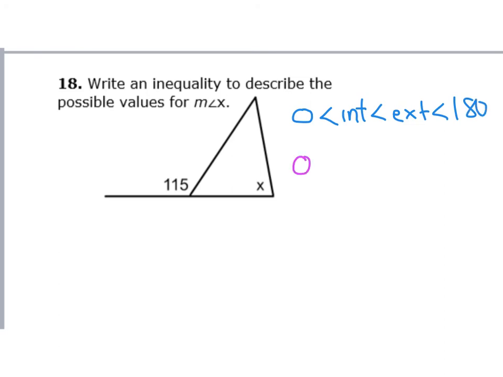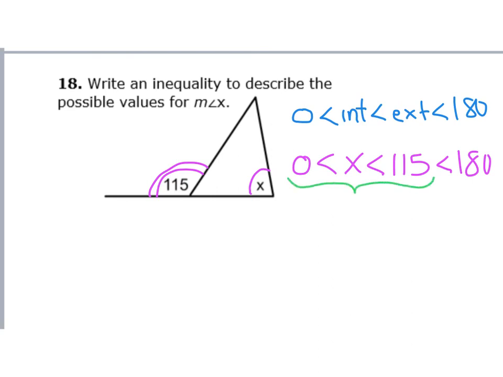So 0 is less than the interior angle, the one inside that's not next to the exterior. So that's x. It is less than the exterior angle, that's the outside one, which is less than 180. So then my question becomes, what does x have to be in between? x has to be in between 0 and 15. So I just need this part of the inequality for my answer.